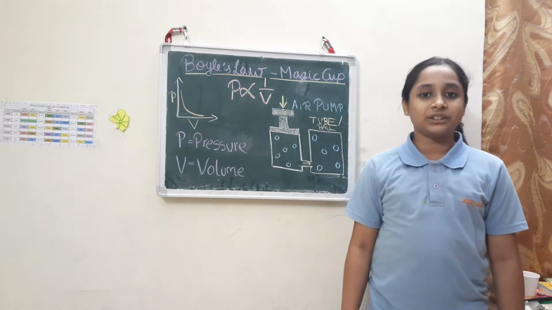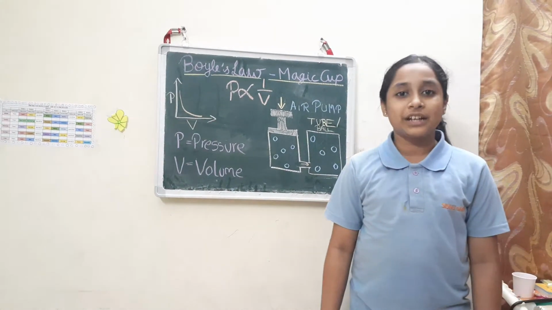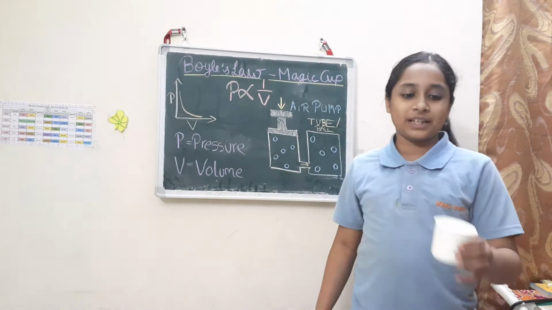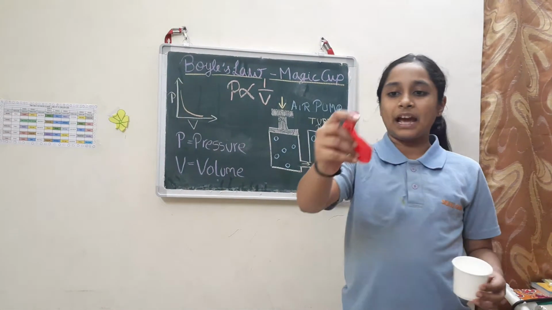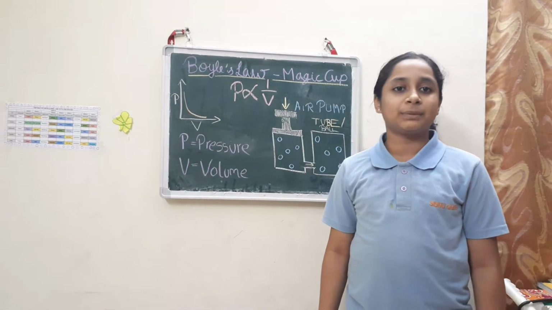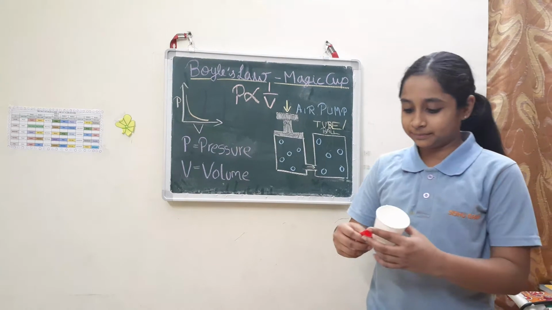I am going to demonstrate a simple experiment to explain Boyle's law. For this experiment, you will only need one paper cup and a balloon. Both of these items are easily available in any supermarket or even at your own homes.